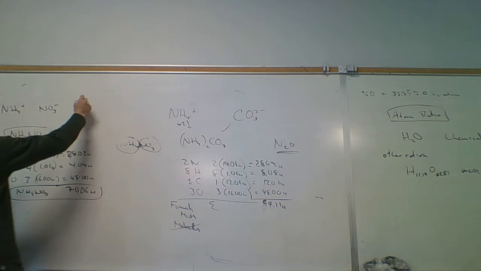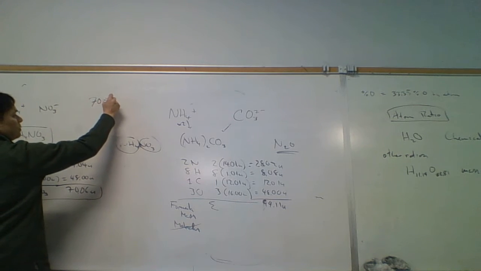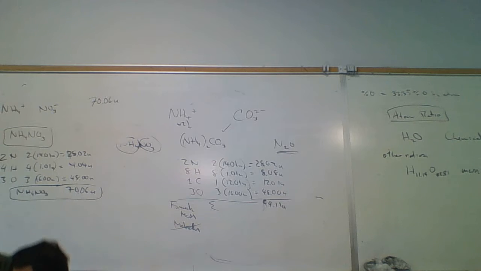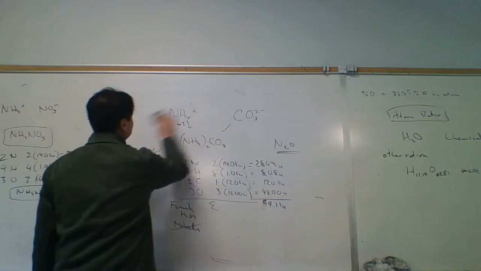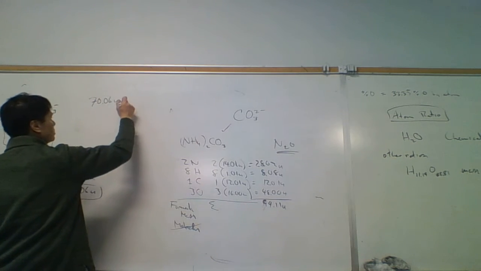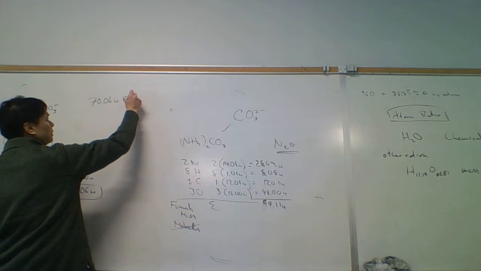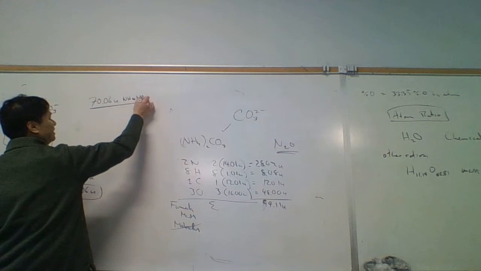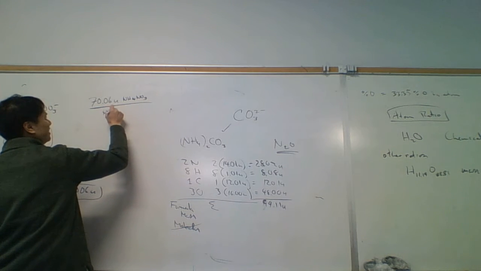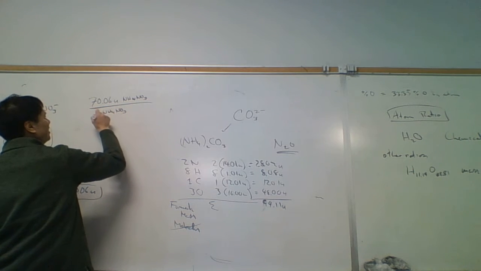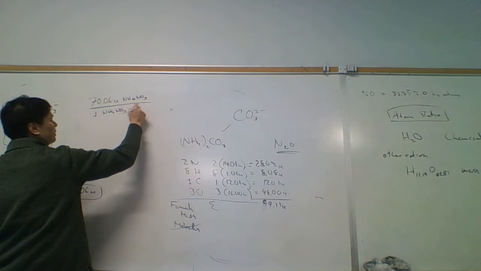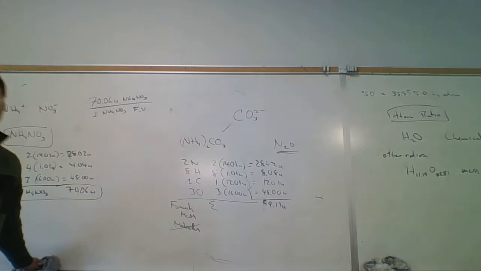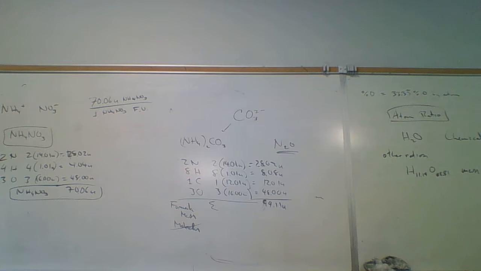And so what we could say is this. This is what we do. We're going to be using these as conversion factors eventually. So what we can say is there's 70.06 U's worth of ammonium nitrate for every ammonium nitrate, for 1 ammonium nitrate formula unit. Formula unit, we'll just abbreviate. For 1 ammonium nitrate formula unit.